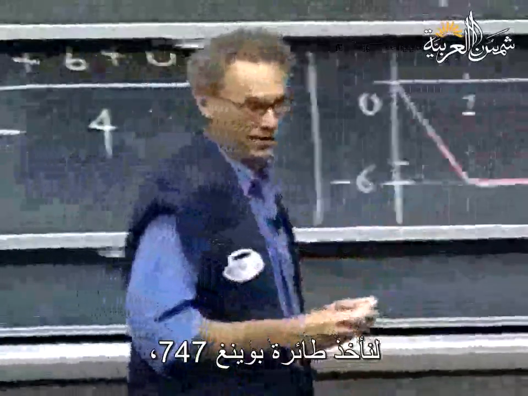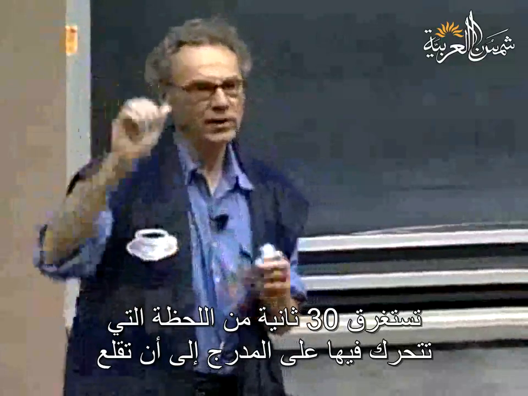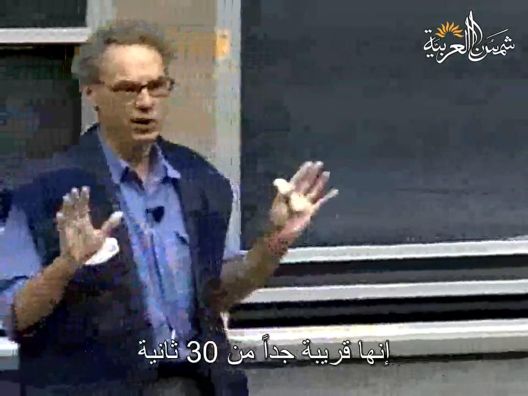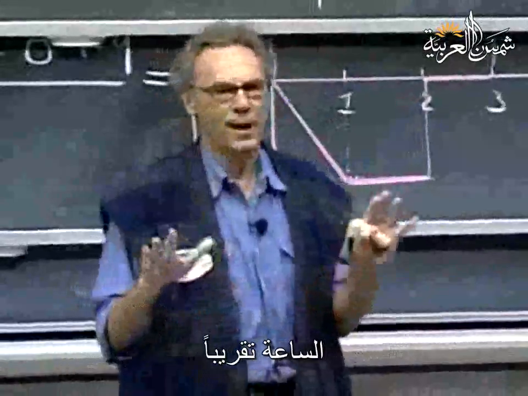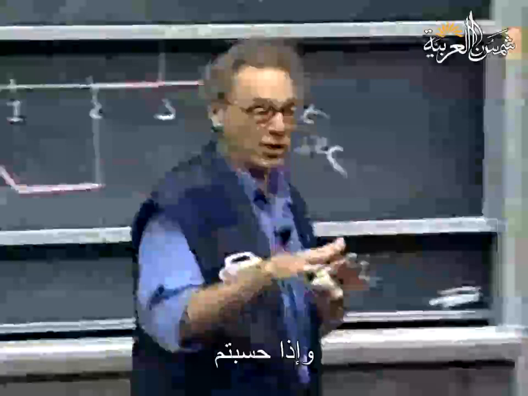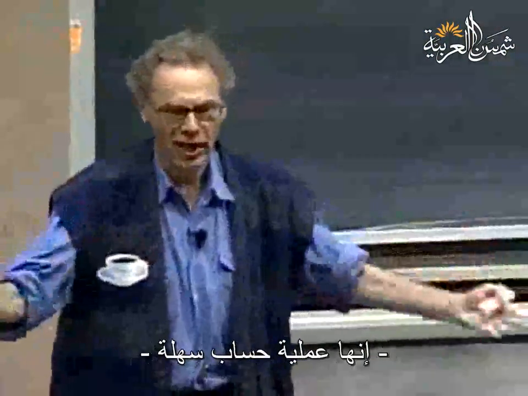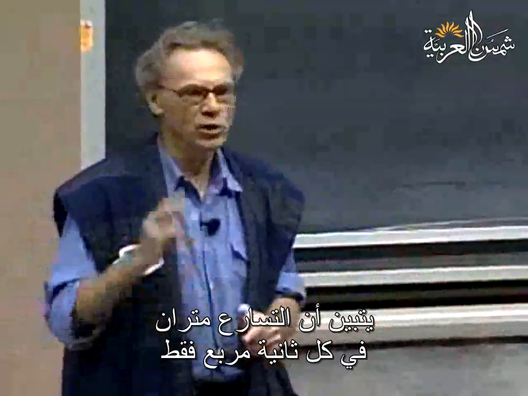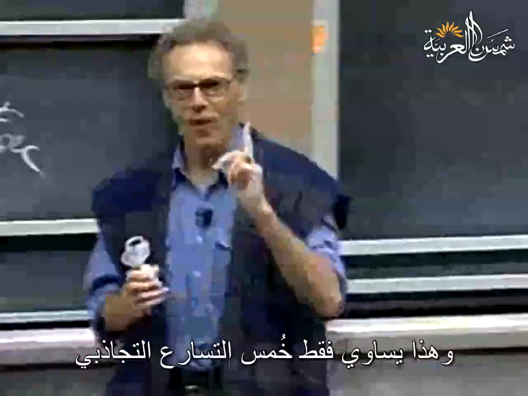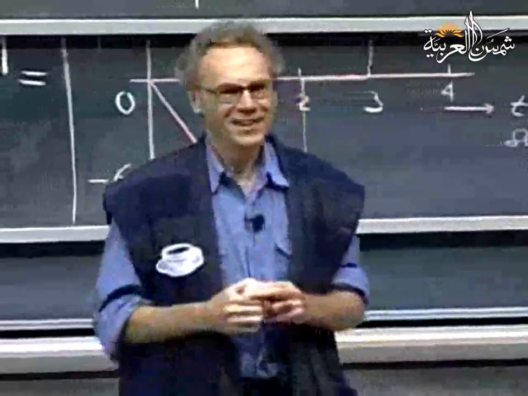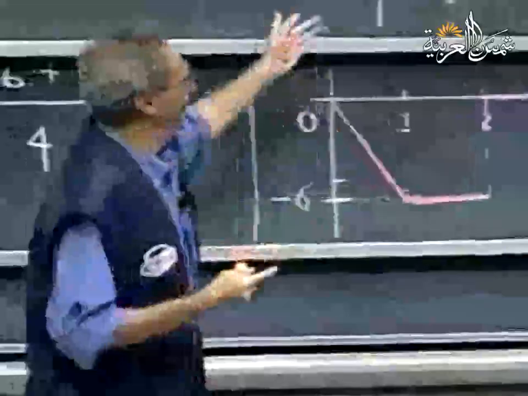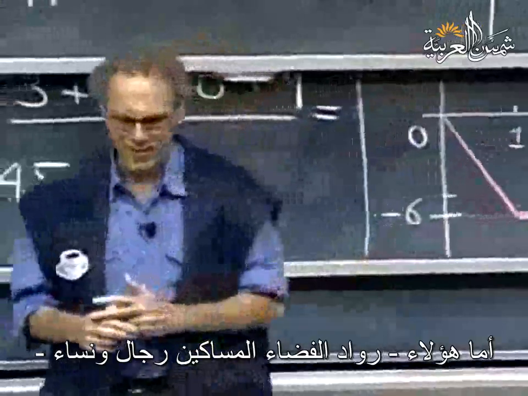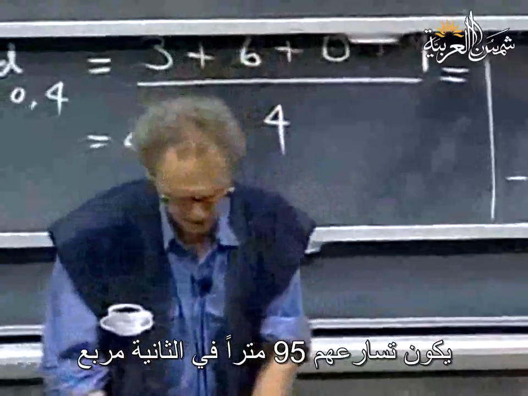If you take a Boeing 747, it takes 30 seconds from the moment that it starts on the runway until it takes off. You should time that when you get a chance. It's very close to 30 seconds. And by that time, the plane has reached a speed of about 150 miles per hour. And if you assume that the acceleration is constant, it's an easy calculation, it turns out that the acceleration is only 2 meters per second squared. That is only 1/5 of the gravitational acceleration. It feels sort of good, right? It's very comfortable when you're sort of taking off. It's only 2 meters per second squared. These poor people, men and women, 95 meters per second squared.